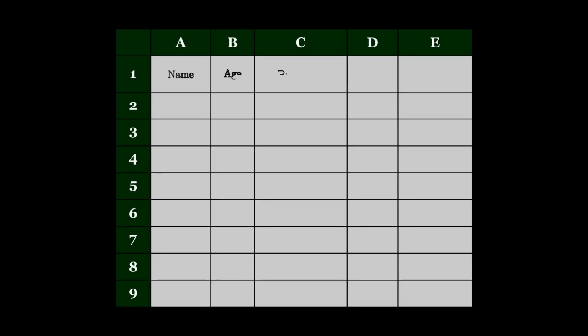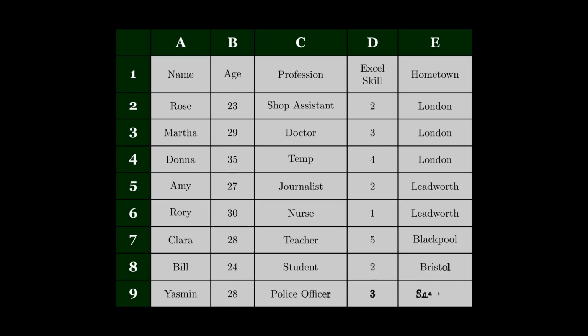So, what exactly is a lookup? Imagine this. You have a table with a list of names and various attributes. Say you wanted to know Rory's Excel skill. As a human, that's easy, right? We just look up Rory in the name column, follow the row, and see his Excel skill is 1.